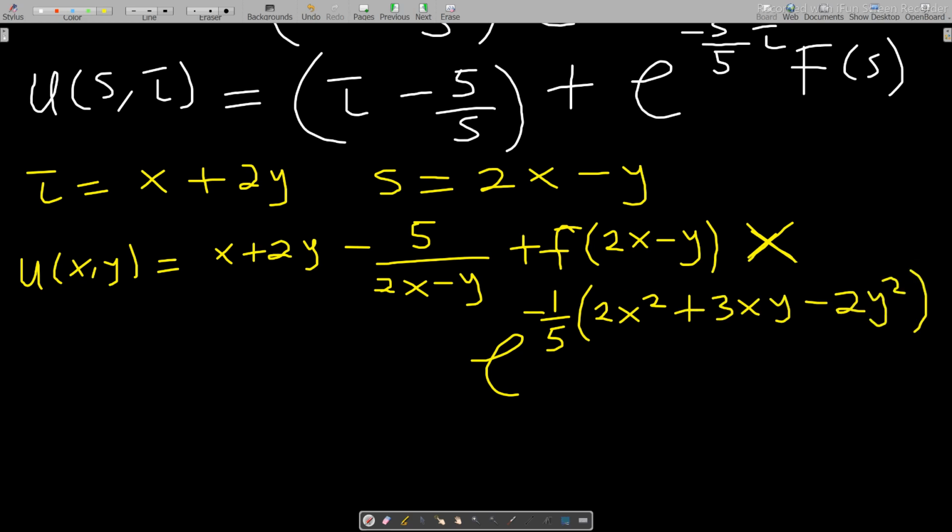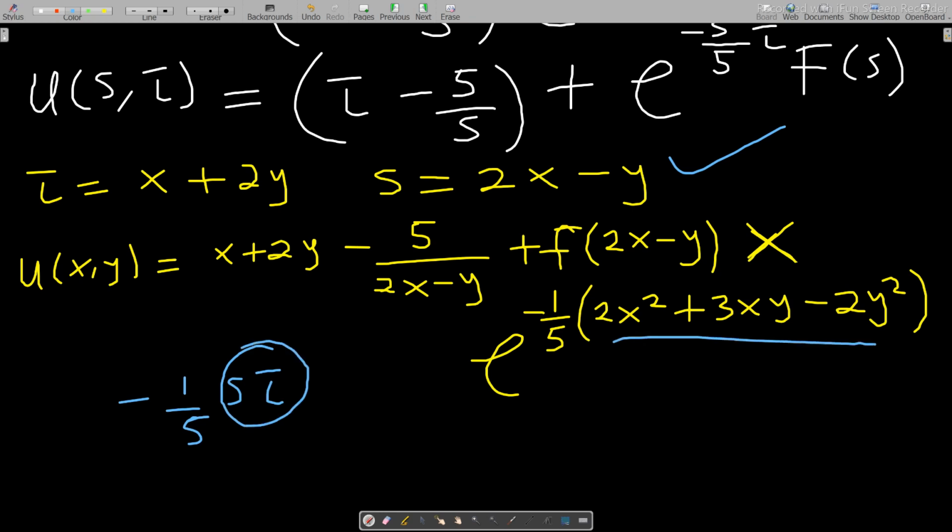So this is the solution to the PDE given. This is very tedious, but if you understand the process, you can solve it. Know how you got to this stage using the integrating factors and a whole lot. You know that this is a transformation, so the final answer I have to transform back to my x and y. The side here that we have e to the power s over 5 tau is like negative 1 over 5, the power of e is this s tau. So when you multiply these two, you're going to get 2x squared plus 3xy minus 2y squared. That is the multiplication of these two.